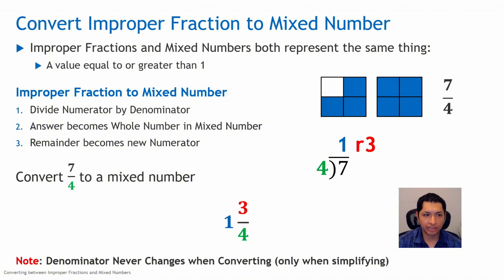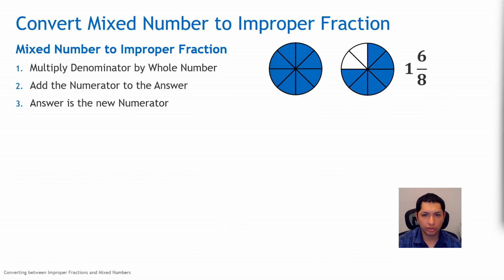As you work with fraction problems, there are some times where you are working with fractions and the denominator does change, but that isn't when you are converting between improper and mixed number. That happens when you are simplifying and in other problems like dividing fractions or multiplying fractions. But when you are converting between these two, the denominator always stays the same, as you'll see in the rest of this lesson. To convert from a mixed number to an improper fraction is a different set of steps.